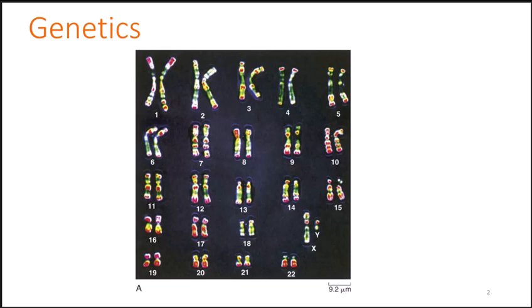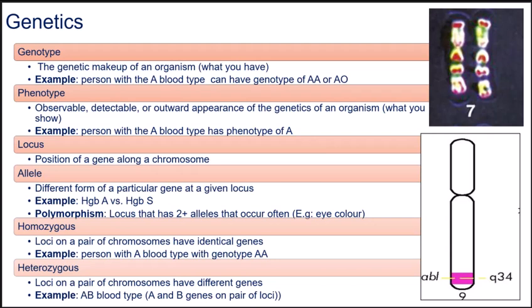Now we're going to discuss some important terms, and we're going to refer to this zoomed in image of chromosome 7. You can see chromosome 7 here, and each gene that is part of that chromosome occupies a position along a chromosome, and that is known as a locus. The genes found at a particular locus can have different forms. That is, they can be composed of different nucleotide sequences, and we call these alleles. So, different forms of a particular gene at a given locus.